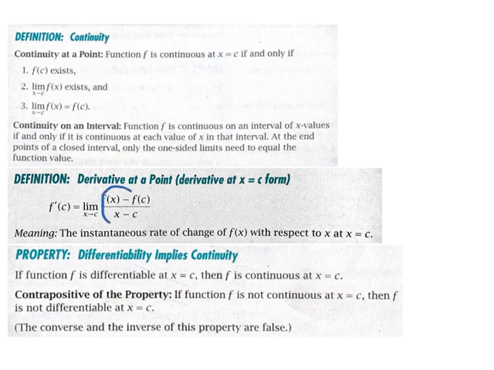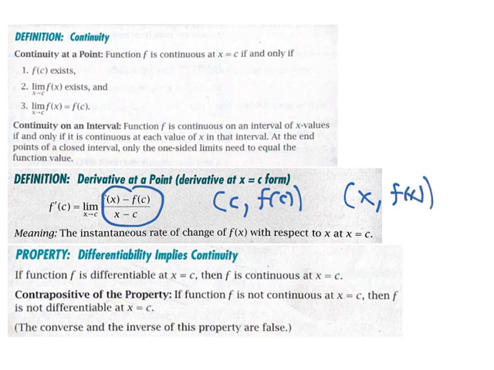And this difference quotient tells us the slope of a secant line passing through the two points c, f of c, and x, f of x. And when you take the limit of the difference quotient as x approaches c, it tells us the slope of the tangent line to the graph of f at this point c, f of c. And that is given by f prime of c.